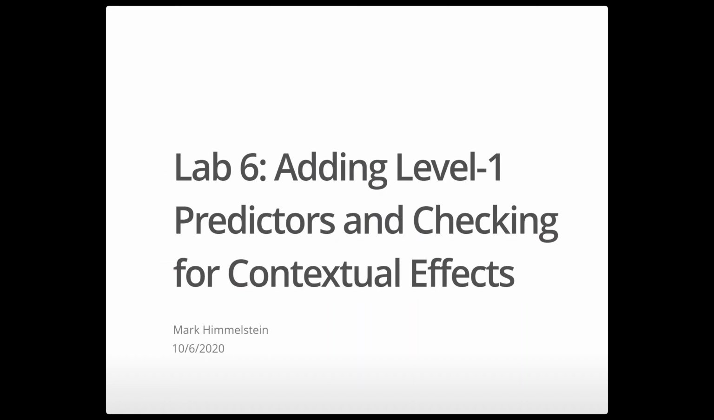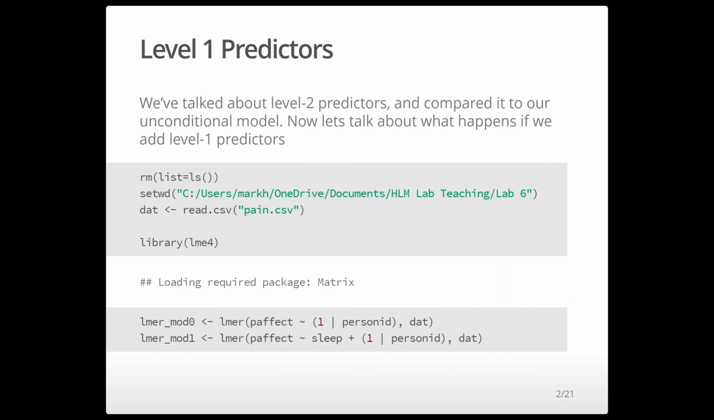This week we're going to look at models which include level 1 predictors. So we've talked a lot about level 2 predictors and taken a look at how they compare to the unconditional model. But when we start involving level 1 predictors, things get a lot more complicated. So let's start out by looking at a model with a level 1 predictor and compare it to the same unconditional model we've been looking at throughout the semester without any predictors.